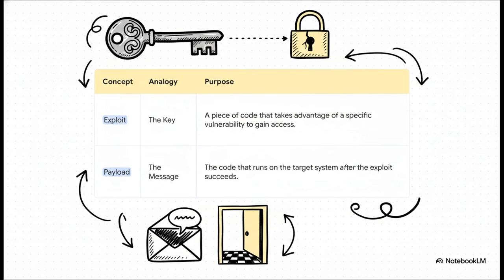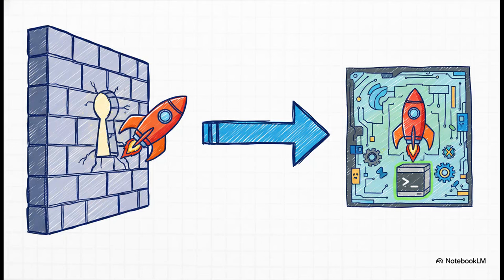The payload, on the other hand, is what you do once you're inside. It's the action you want to take, the message you want to deliver. So just to be super clear, the exploit is the vehicle that gets you in the door, but the payload is what you actually came to do. The exploit uses that vulnerability to get access, and once that happens, the payload gets delivered to do something useful, like giving the security tester a remote command prompt on the target machine.